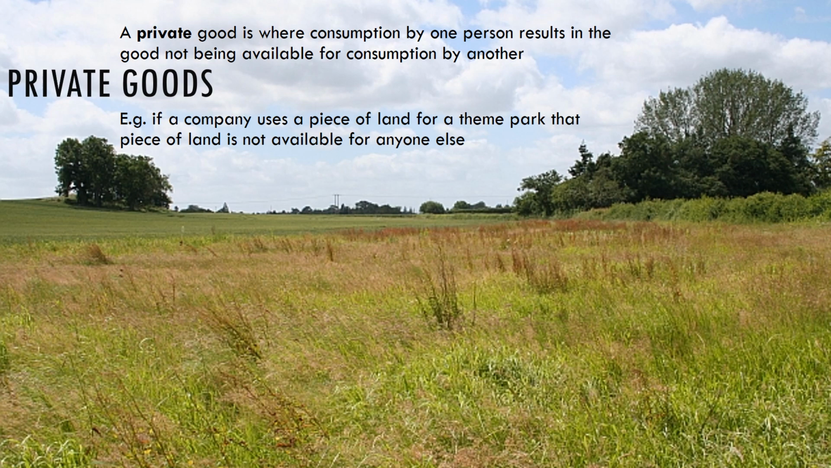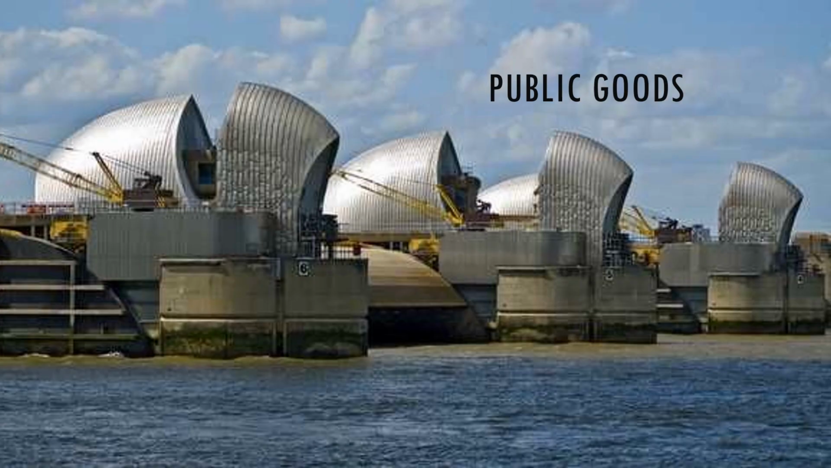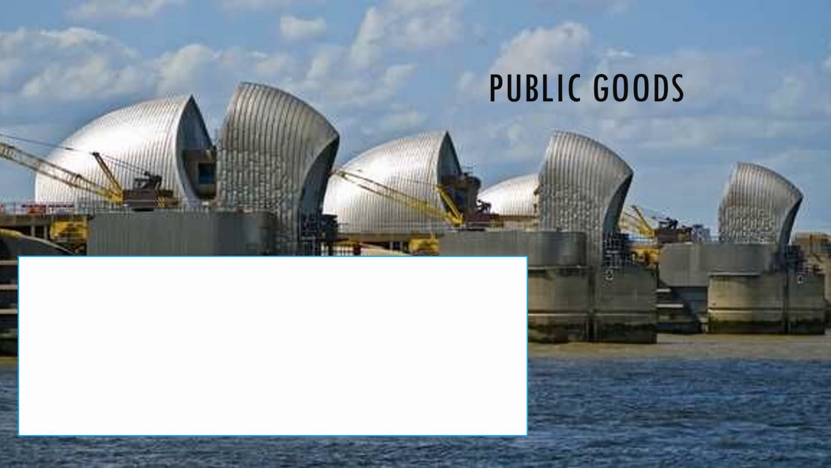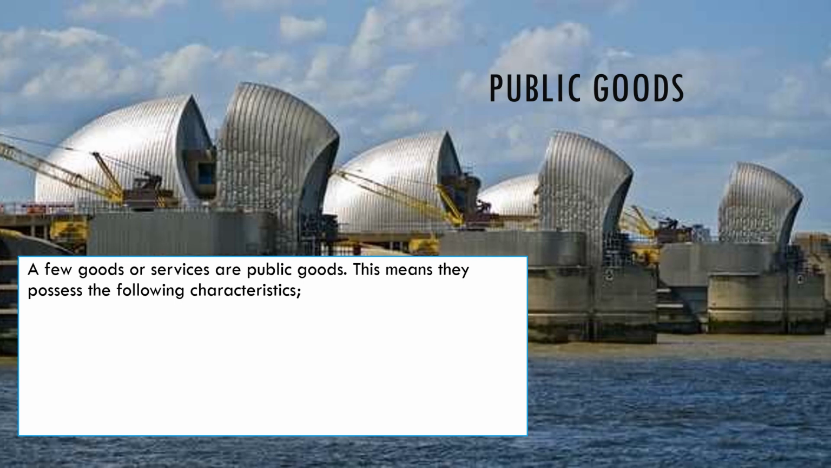Another example would be a piece of land. If a company uses a piece of land for a theme park, that piece of land is not available for anyone else, so we'd class that piece of land as a private good if it can be used up. Now in this video, we're going to be looking at a type of good that is known as a public good. And public goods have two important characteristics.